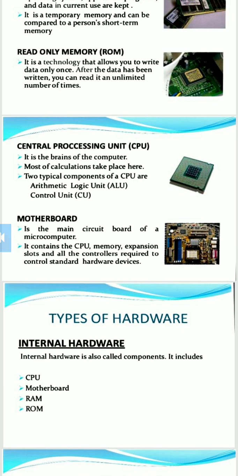CPU, that means central processing unit. It is the brain of the computer. Most calculations take place here. Two typical components of a CPU are the arithmetic logical unit and the control unit. Next one, the motherboard is the main circuit board of a microcomputer. It contains the CPU, memory, expansion slots, and all controllers required to control standard hardware devices.